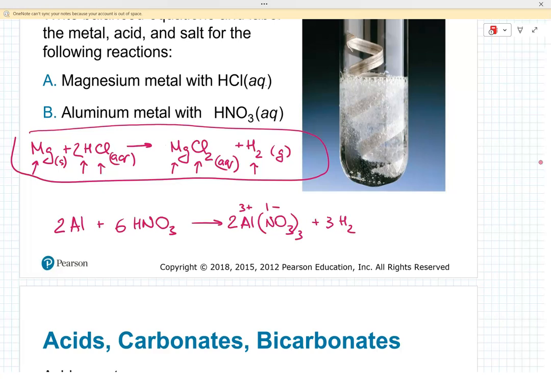Aluminum's on the left. On the right. Hydrogen's on the left. On the right. NO3's on the left, the entire thing, 6. And on the right, 6, because 3 by 2 equals 6. Unless I get the confirmation that it makes sense from all of you, I'm not moving on. Okay?